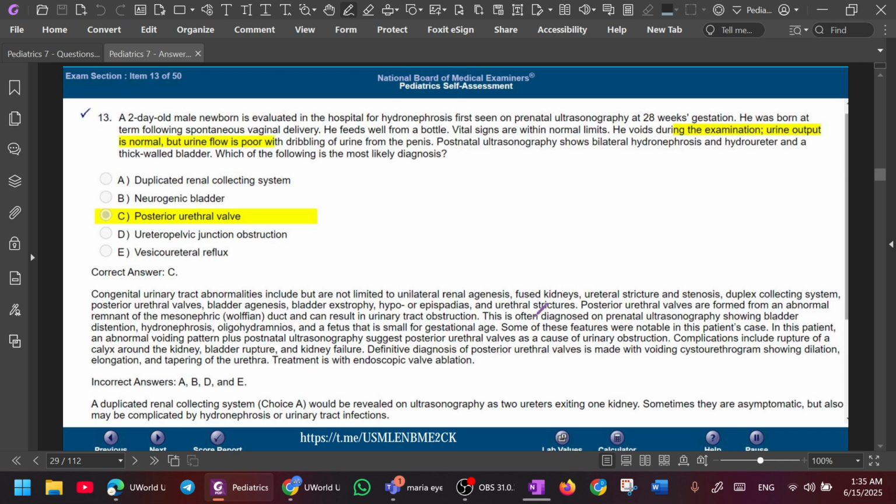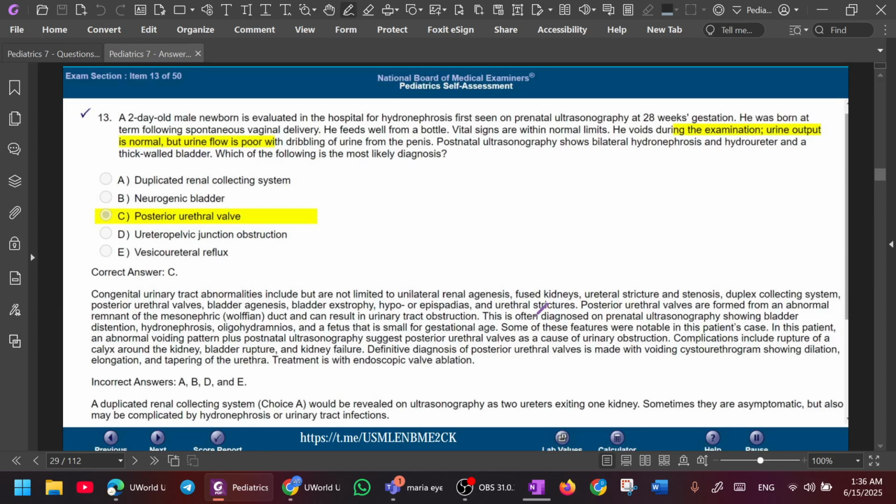Complications include rupture of the calyx around the kidneys, bladder rupture, and kidney failure. Definitive diagnosis of posterior urethral valve is made with voiding cystourethrogram showing dilation, elongation, and tapering of the urethra. Treatment is with endoscopic valve ablation.